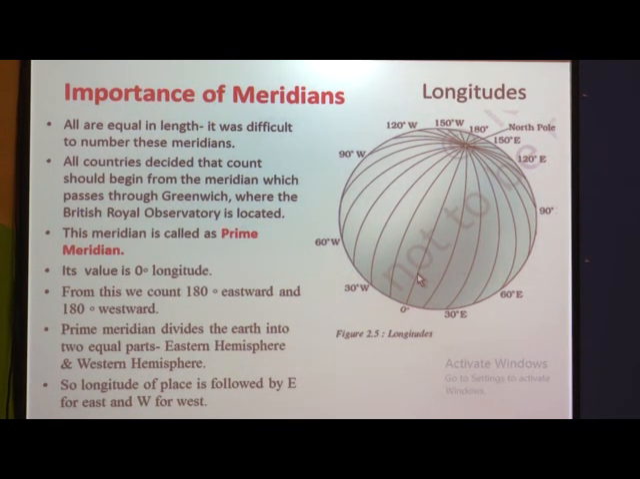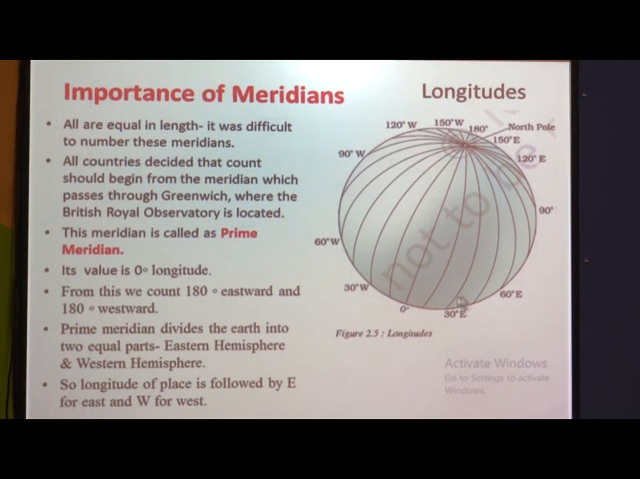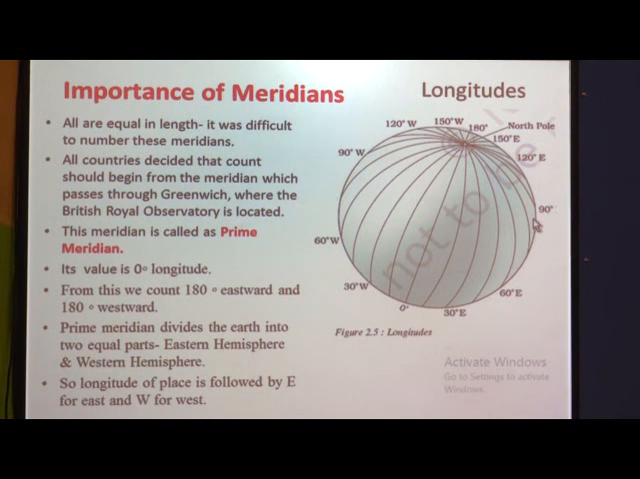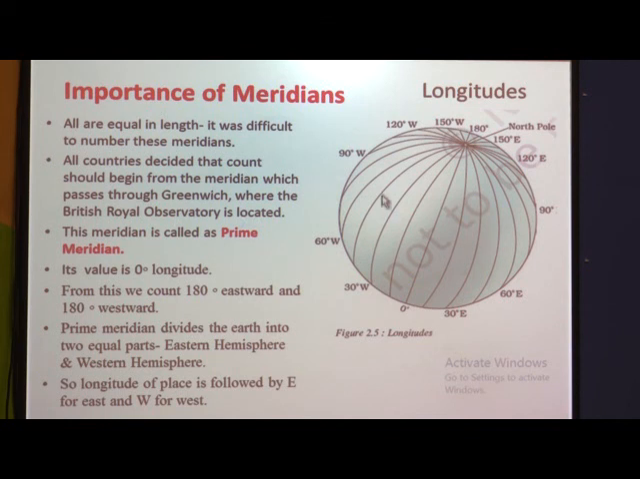Then what did we do? From this we have divided into two parts, that is east and west. This is called the eastern hemisphere and this is called the western hemisphere. From this count we go 180 degree eastwards, and again from here we go 180 degree westwards, and we reach here at 180, at this point exactly opposite to the prime meridian. This line is called the international date line.